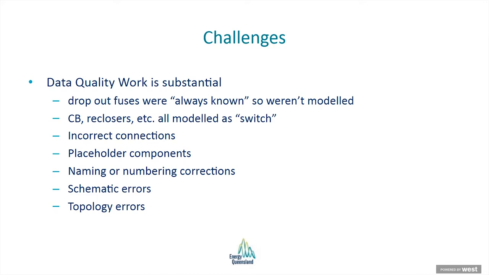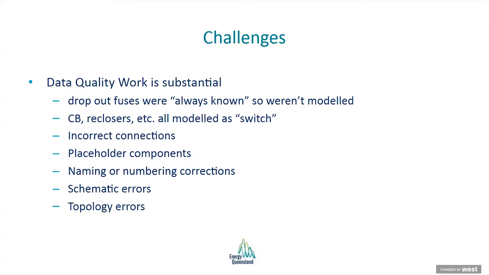The fact that most things were manual, there were incorrect connections. We also would place placeholder components. So if there was an RMU, we would put a generic RMU in there, with the intention of going back and fixing it. And over time, we have fixed some of them, but there are still generic components in place.